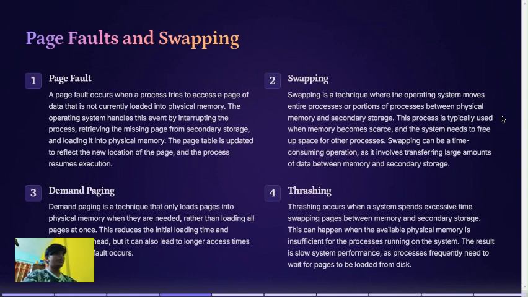Swapping. Swapping is a technique where the operating system moves entire processes or portions of processes between physical memory and secondary storage. This is typically used when memory becomes scarce and the system needs to free up space for other processes. Swapping can be a time-consuming operation as it involves transferring large amounts of data between memory and secondary storage.